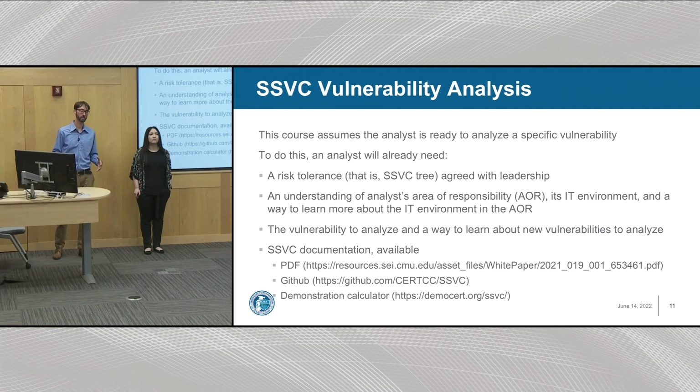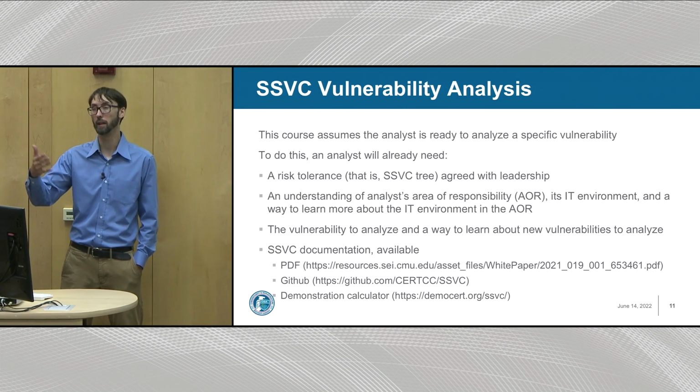So in order to best move forward with the examples we're going to present in this course, there are some things that you would already want to have handy that we're not going to prepare with you today. You need the tree, the risk tolerance that your organization has agreed to. If you're not sure where to start, the SSVC publications have some suggested defaults you can start with. You need to understand your area of responsibility, what you're analyzing, and what the scope is. That means you need to understand enough about your environment that you can learn about it, even though obviously you won't know everything about your environment from the start.